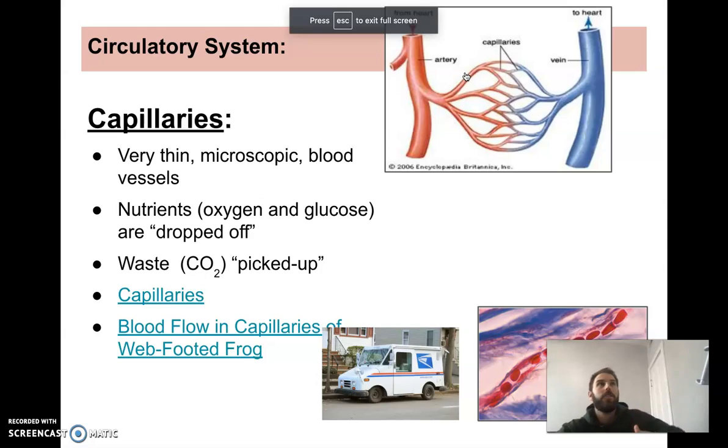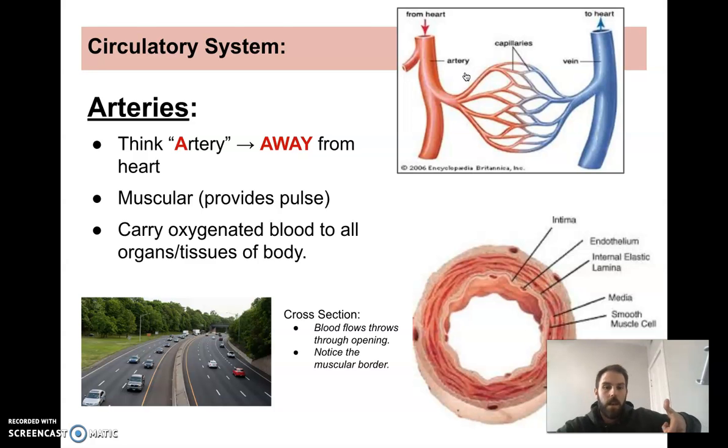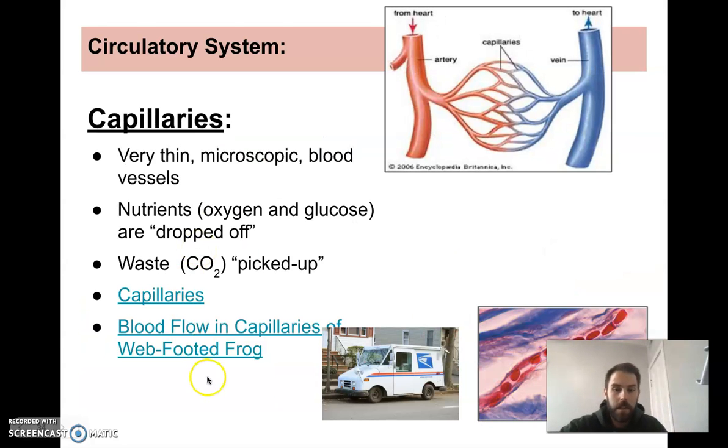If our analogy for arteries was a highway, we could think of capillaries as a residential street, right? And this is where, for instance, if you're ordering a package or you're getting a package delivered, that happens at a residential street. That's where that exchange happens. If you need to get rid of waste, the garbage truck comes and that's where it picks it up. So you could think of a capillary as a residential street where you could get things dropped off or picked up.